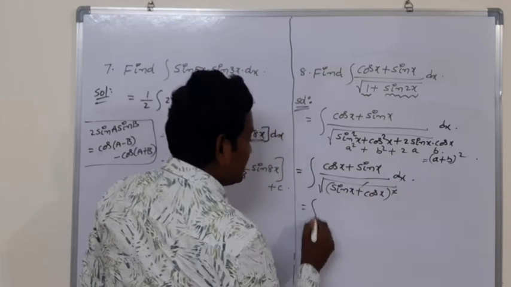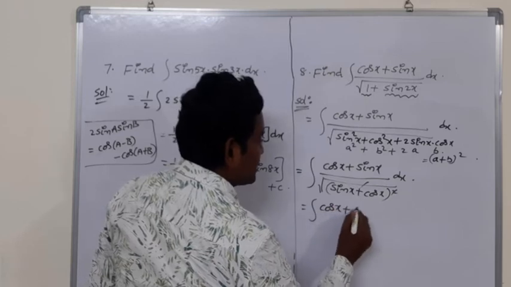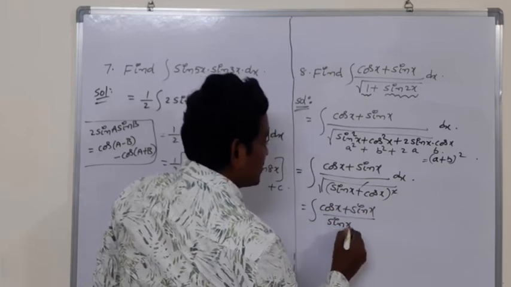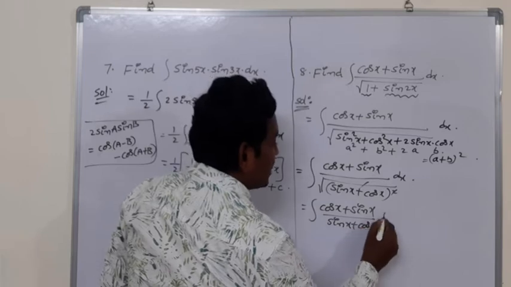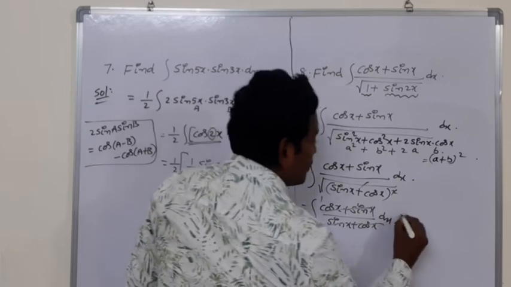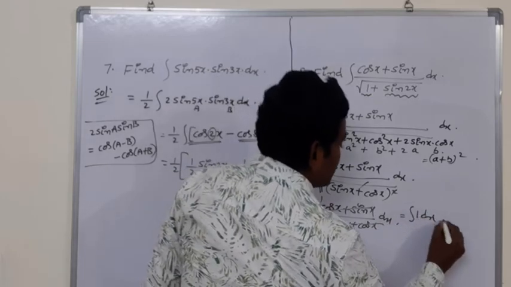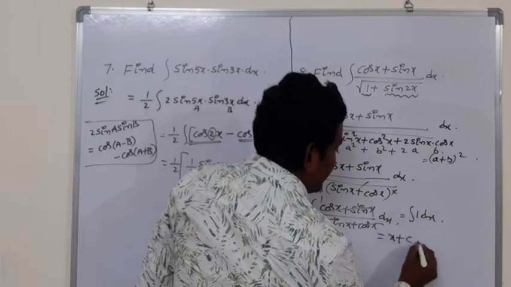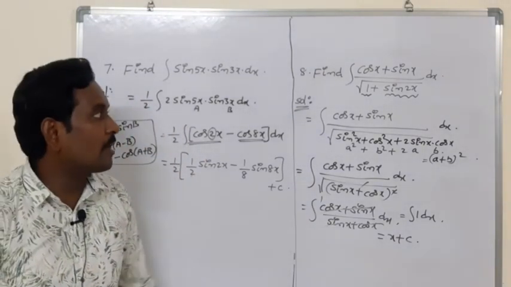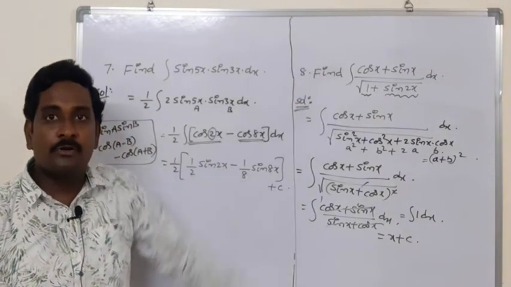Simply you will get integration of cos x plus sin x whole by sin x plus cos x. These both are same, so both are getting cancelled. Simply we have 1. What is integration 1 dx? Integration 1 dx is x plus c. In this way we can solve the given problem. Please note down another one.